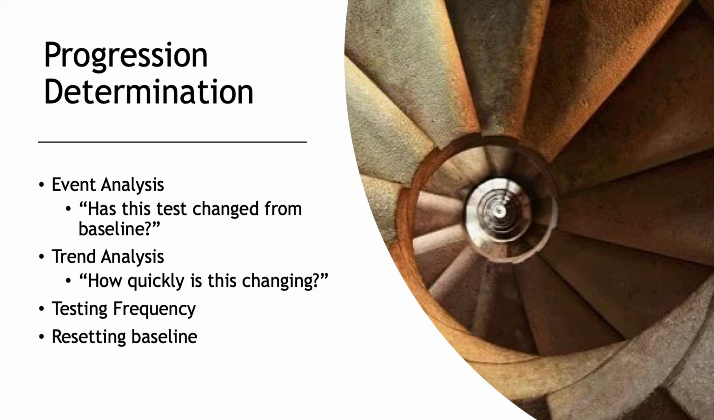So we can look at progression determination really in sort of two different ways. The first way is called event analysis. I like to think of event analysis as just a yes or no question. Has today's test changed significantly from the baseline? So it's really kind of yes or no. And that's going to use what we know about test-to-test variability. So you could talk about that in terms of a visual field. How much fluctuation do we expect a patient to have from test to test? You could look at it from an OCT standpoint. What's the test-to-test variability in measurement?